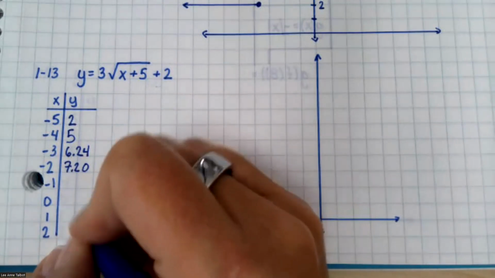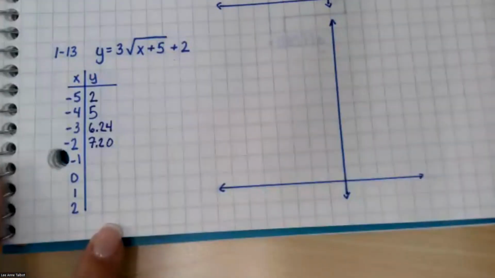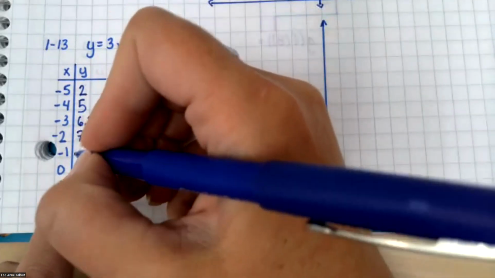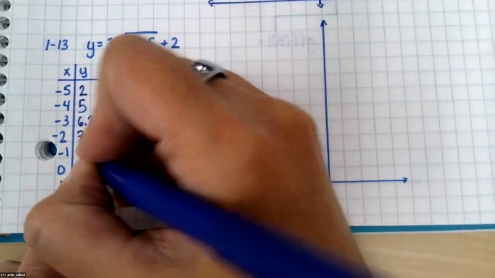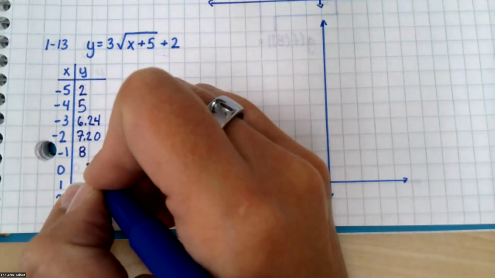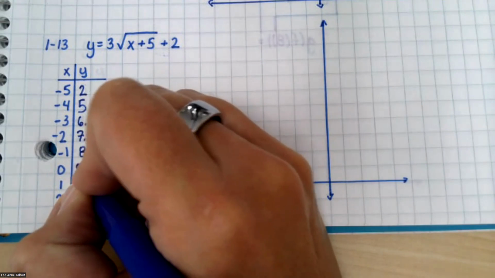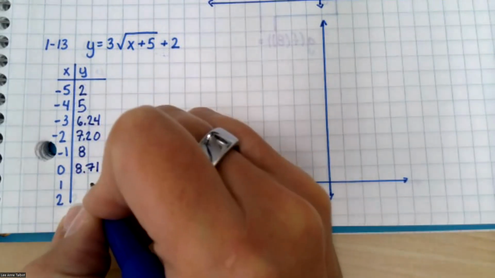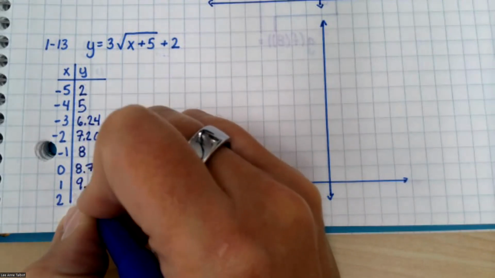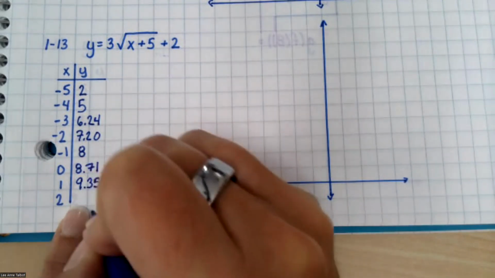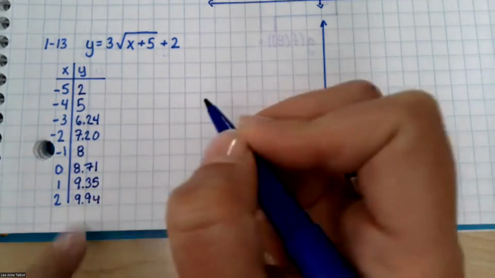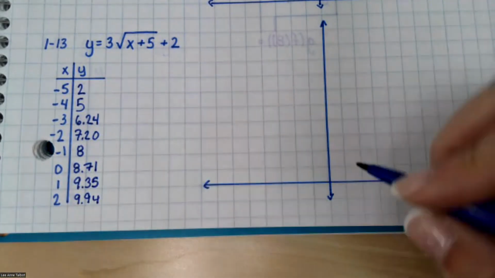Can somebody give me the next 4 super fast so we can move on? What's the -1? 8, 0, 1. 9 point what? Okay, thank you so much. Just for speed purposes. Thank you. Okay, so let's graph these coordinates.